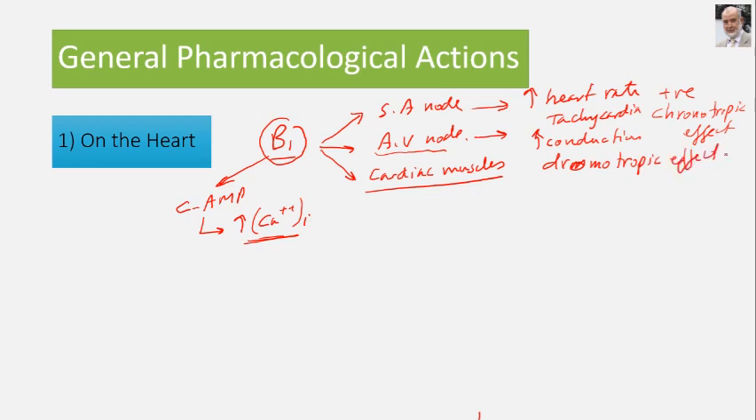Now, this is the effect on the AV node. AV node activity will be increased. This will result in increased conduction through the AV node. Any excitation which comes from the atria will be conducted to the ventricles. This is done through the AV node. Therefore, if the atrial activity is high, this activity will be conducted through the AV node, and this is known as the positive dromotropic effect.